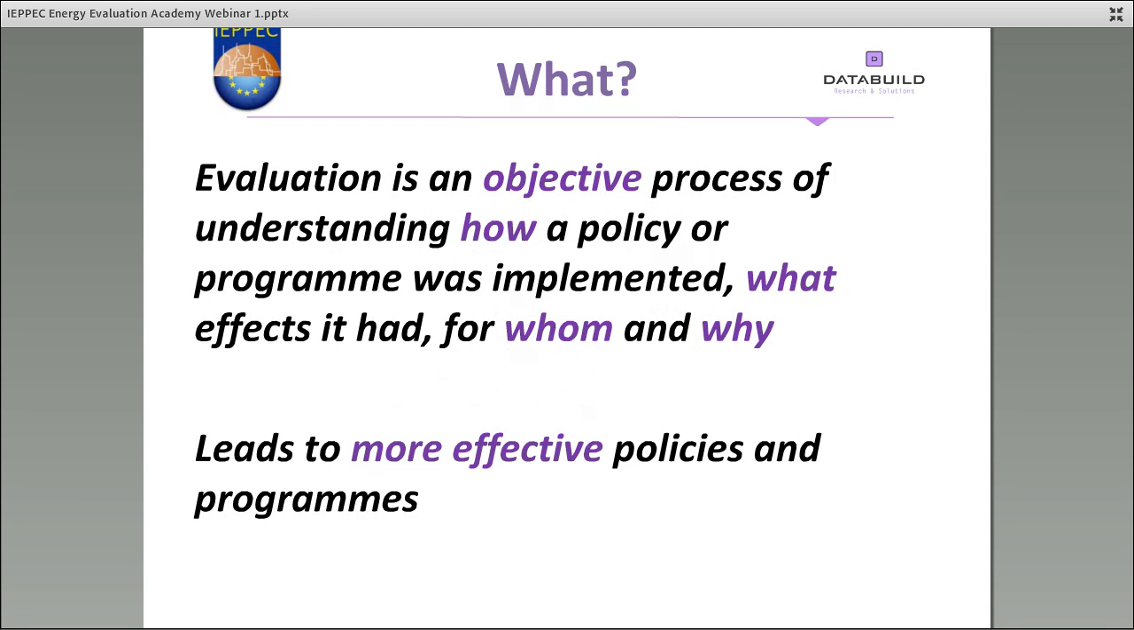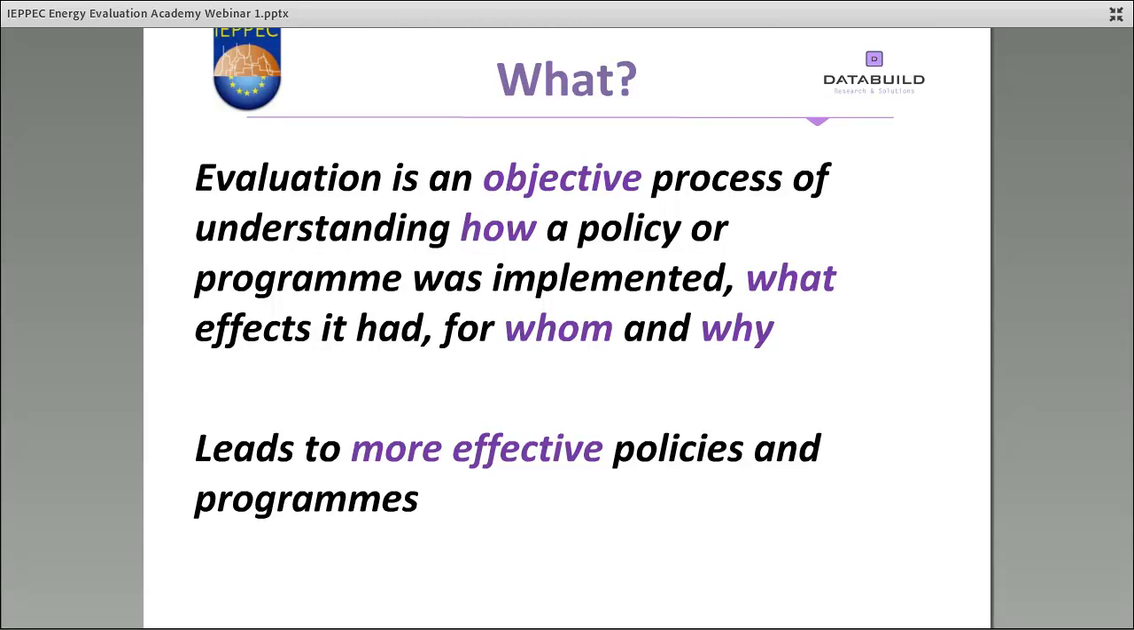But in terms of a formal definition, evaluation is an objective process of understanding how a policy or programme was implemented, what effects it had, for whom and why. And that objective bit is really important. It involves standing back and looking at what's been done, what's been achieved, what hasn't been achieved, how it worked, so you get a real independent understanding rather than trying to prove something was good or prove something was bad.